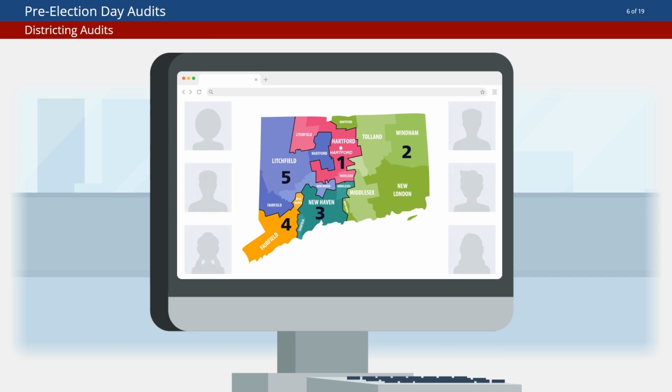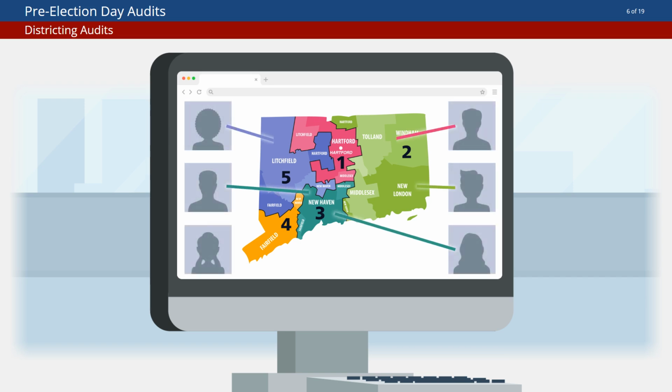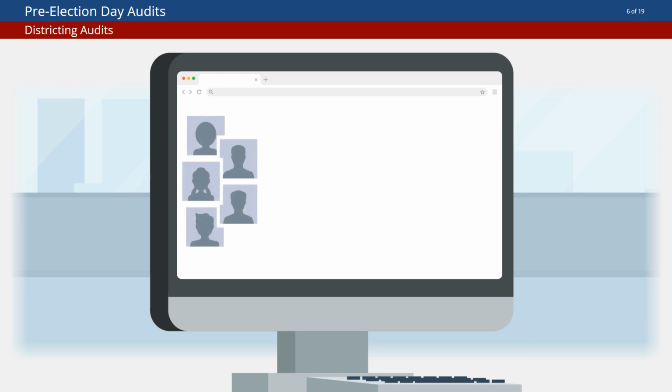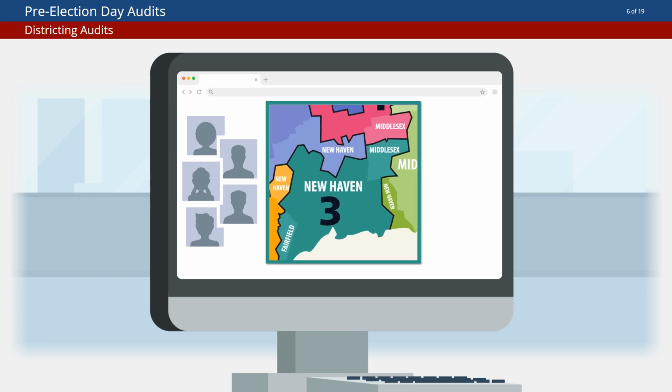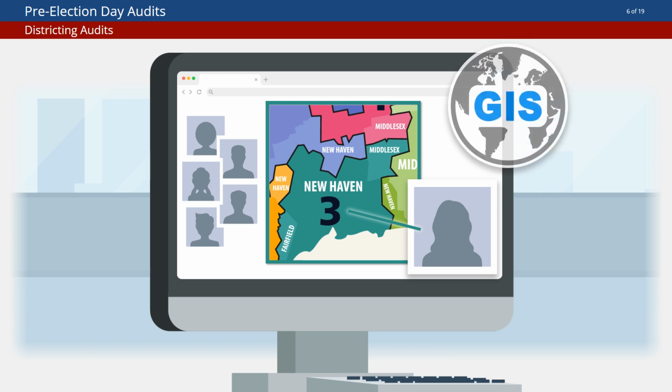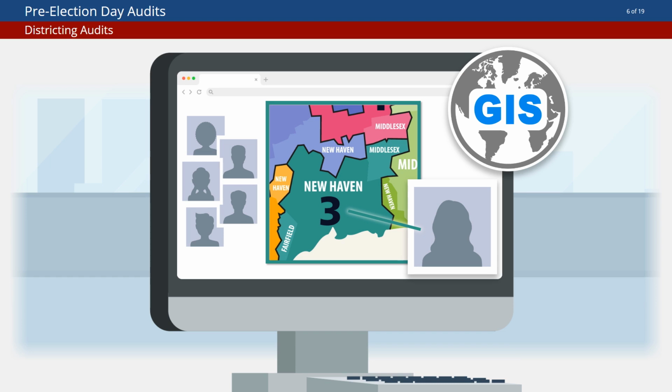Districting audits help ensure that voters are assigned to the correct political districts in the voter registration system, so they will receive a ballot that includes the correct contests and candidates. To complete a districting audit, election officials select a sample of voters and then compare each voter's assigned district in the voter registration system against maps of political district boundaries. This audit may be performed manually, comparing maps and districts to voter information, or may be automated using Geographic Information System, or GIS, software to make the process more efficient.